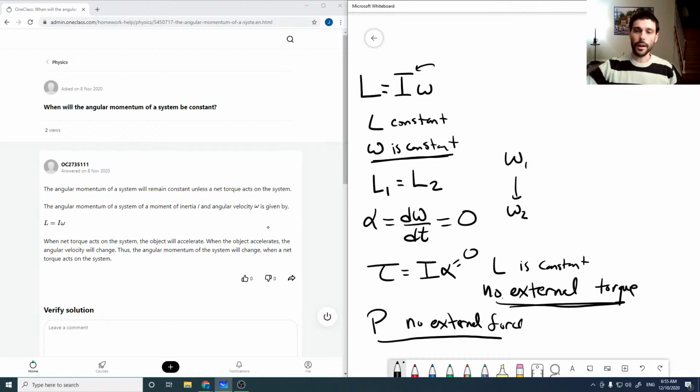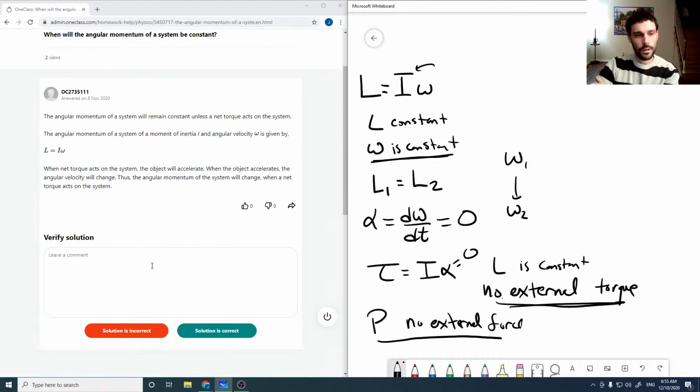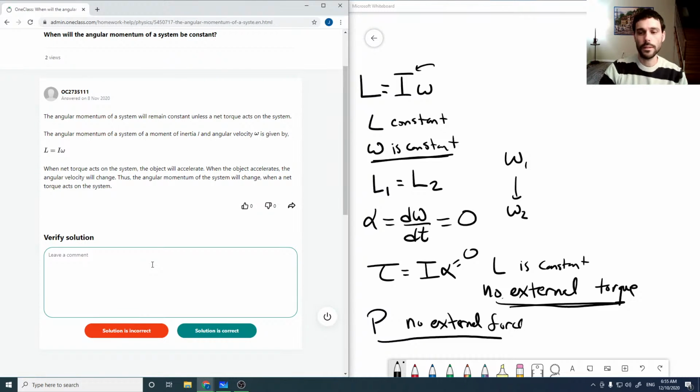Yeah, so our angular momentum will change if there's a net torque on the system. So that's just I omega. We'll get angular acceleration if there's a torque, and then the angular momentum will change. So that looks good.